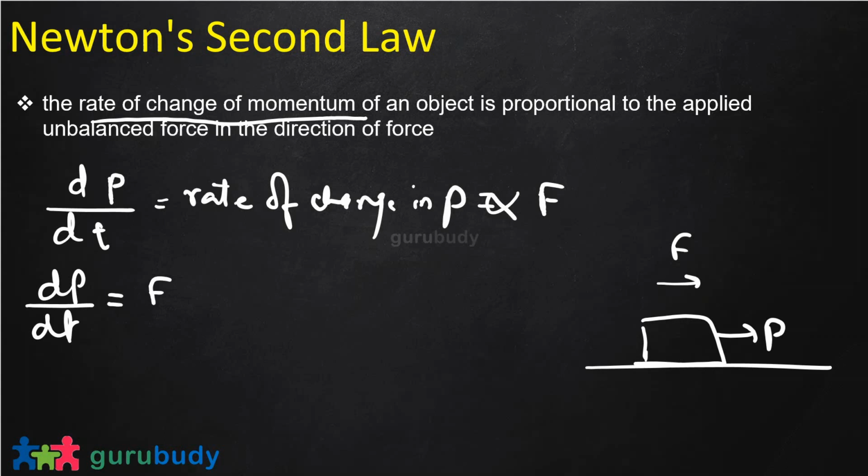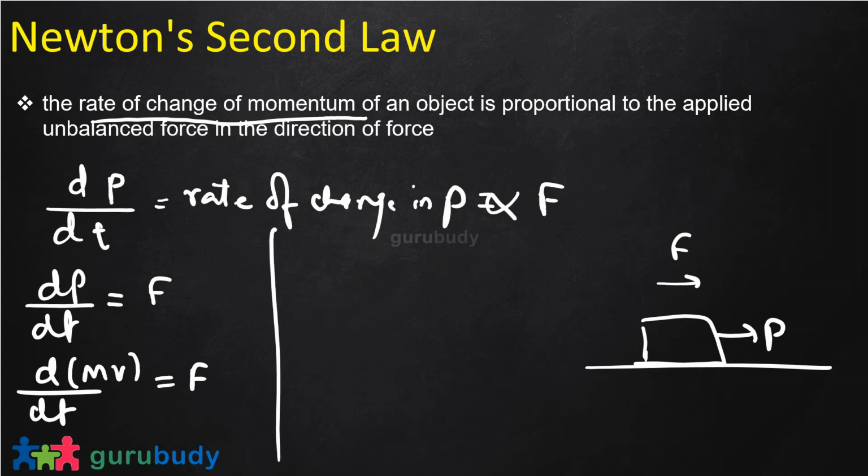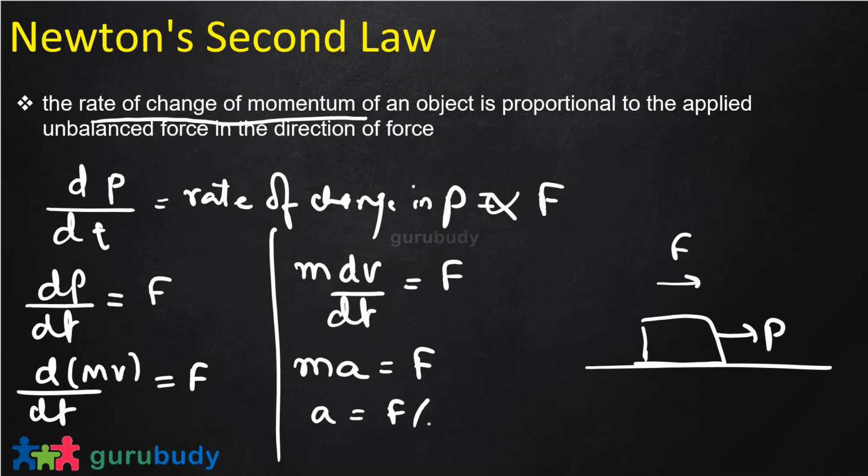Okay, we know what is momentum. Momentum is mass into velocity. So we can say d(mass into velocity) by dt is equal to F. Now we also know mass is not going to change, so we can take mass out. m dv by dt is equal to F. We know dv by dt is acceleration, right? Because rate of change of velocity is acceleration. So mass into acceleration is F, or a is equal to F by m.